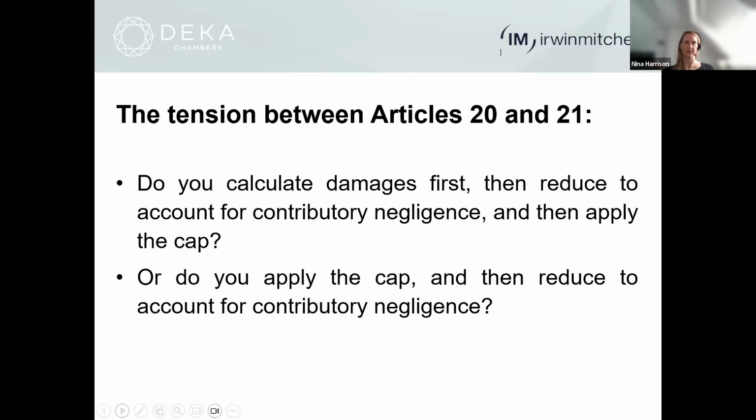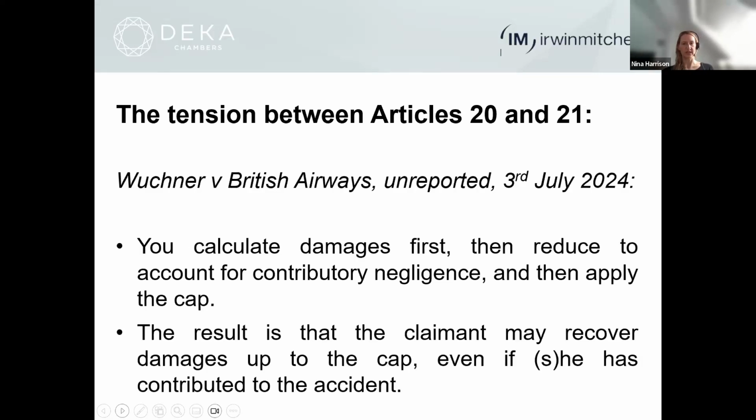And this was addressed in the case of Wuchner, and His Honour Judge Saunders looked at this, and his answer was to look at it logically and look at the primary source. So he looked at the specific order of the provisions in the convention and stated that the articles don't impose a restriction to limit the claimant. So any deduction should be made from the total, not the total subject to the limitation. So you calculate the damages first and then you reduce it to account for contributory negligence and then you apply the cap. As a result, if a claimant is partly to blame for an accident, there's still a possibility that they can still claim the full cap sum under the convention.